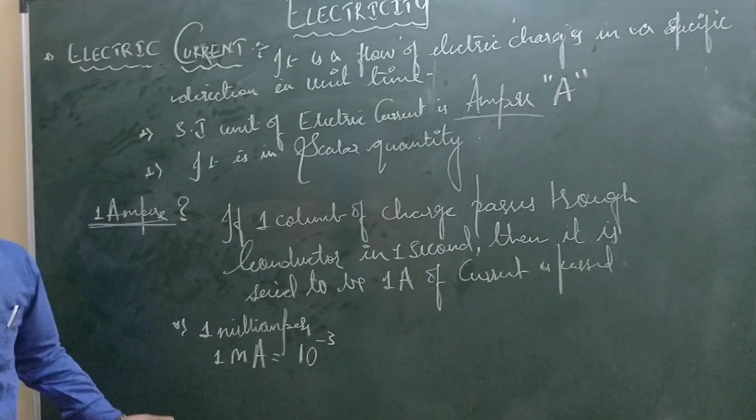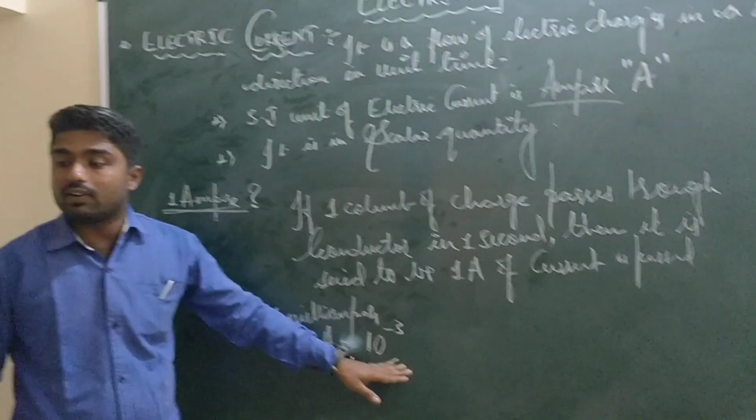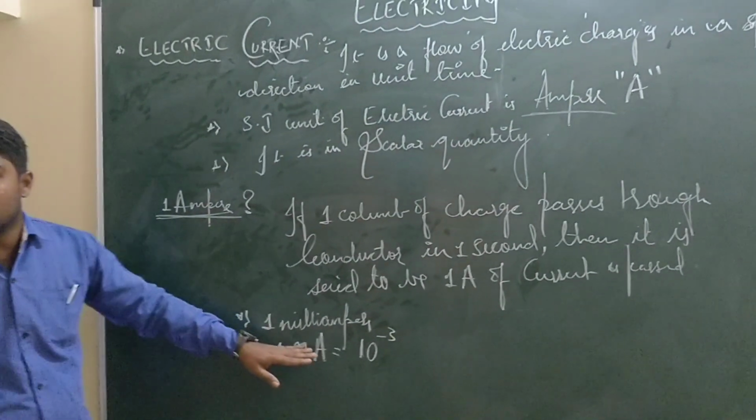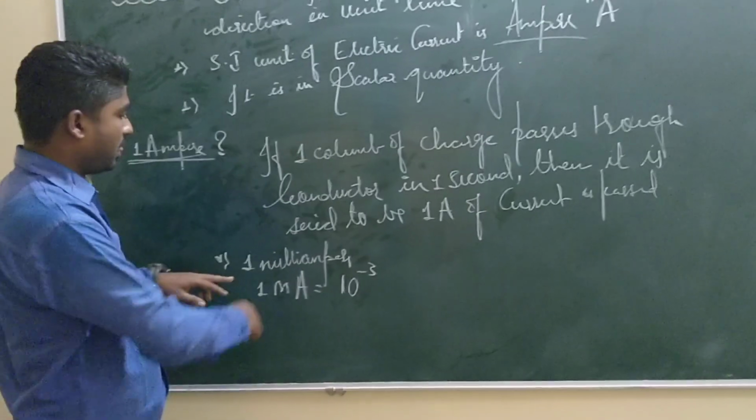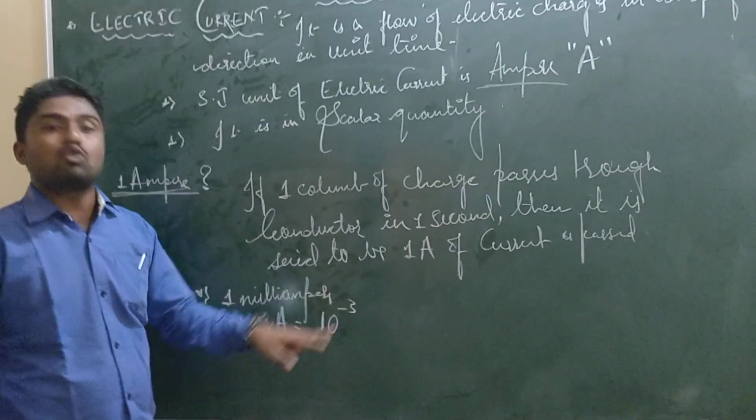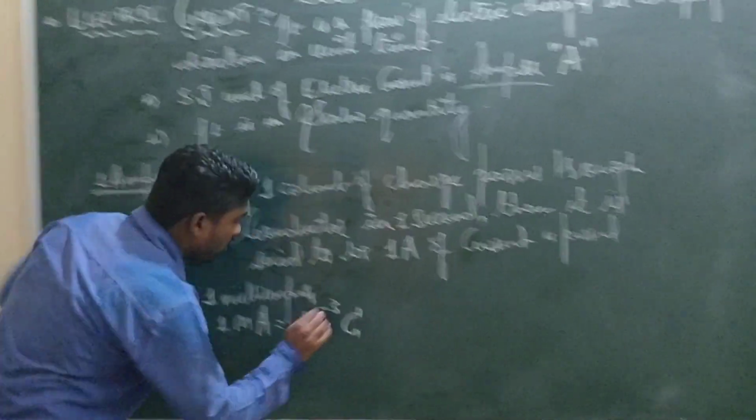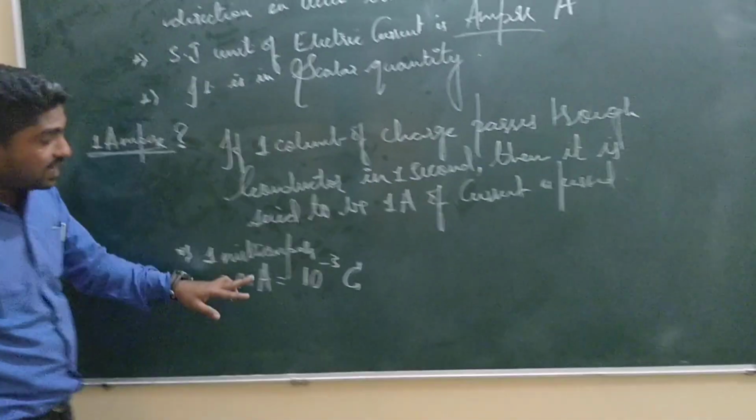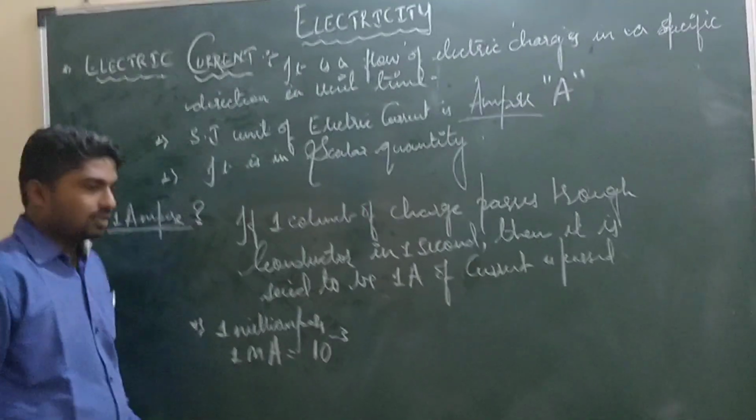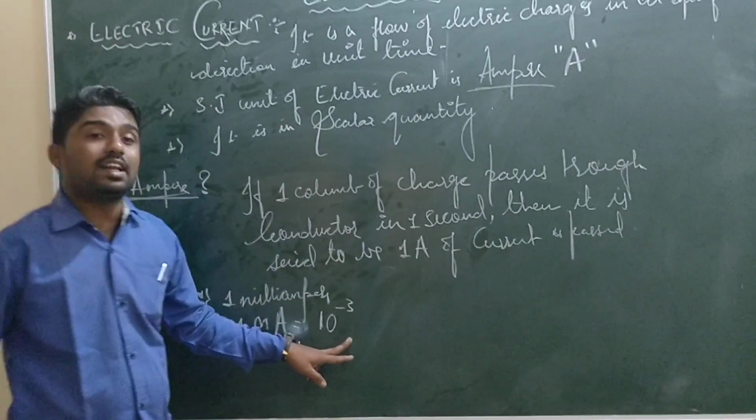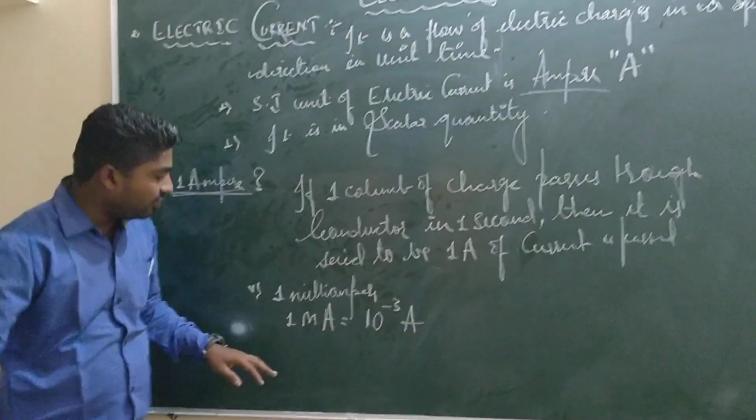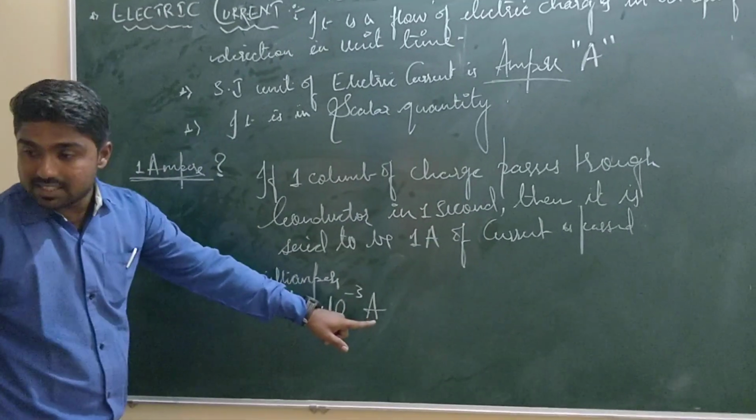What is there in front of that? Coulomb? 1 milli ampere is equal to 10 raised to minus 3 coulombs. Sorry guys, it's not 10 raised to minus 3 coulomb, it is ampere. Sorry for the inconvenience. 1 milli ampere is equal to 10 raised to minus 3 ampere.